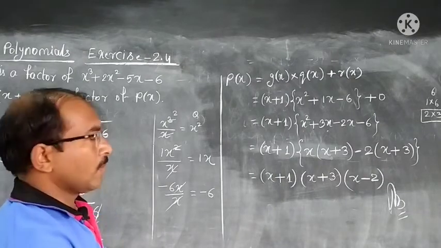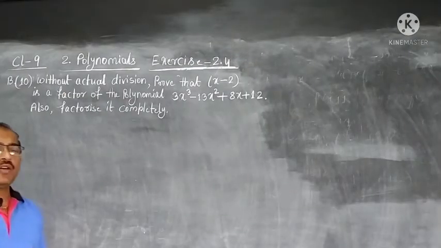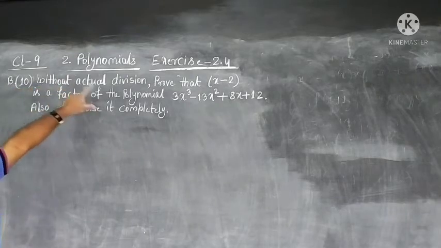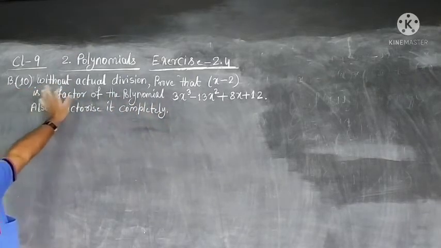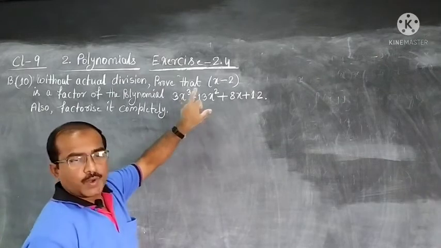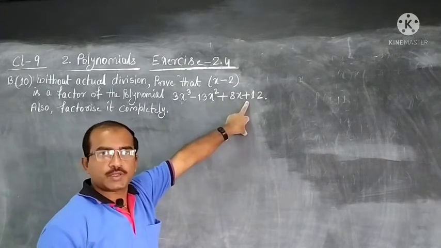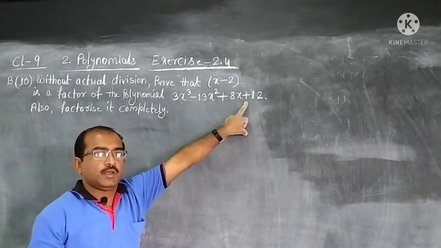Let us see now. Question number 10 now we have. Without actual division, prove that x minus 2 is a factor of the polynomial 3x cube minus 13x square plus 8x plus 12. Without actual division.